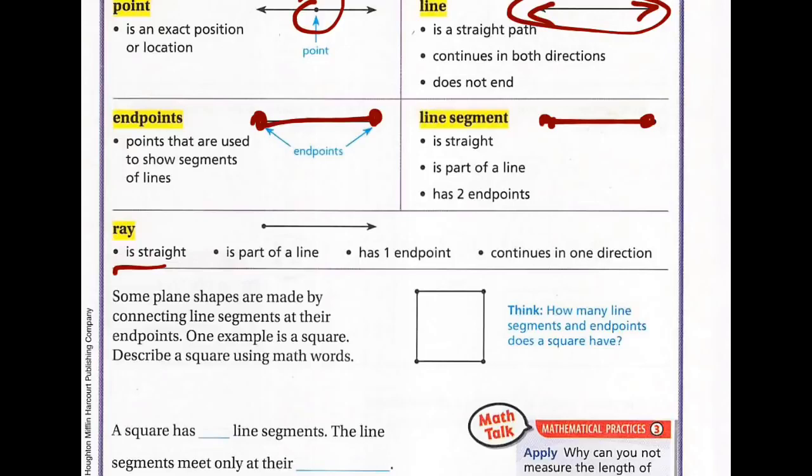A ray is straight, it's part of a line, it has one endpoint, and it continues in one direction. So it starts here, and it continues forever in this direction. You can't draw it forever, but it would continue on forever in that direction.